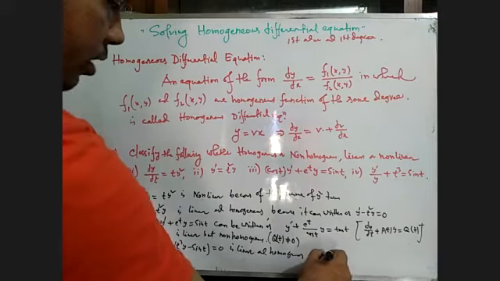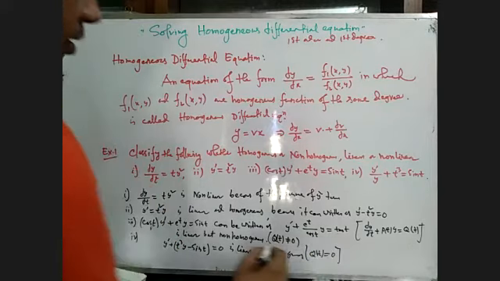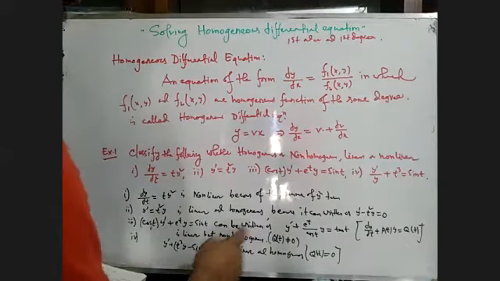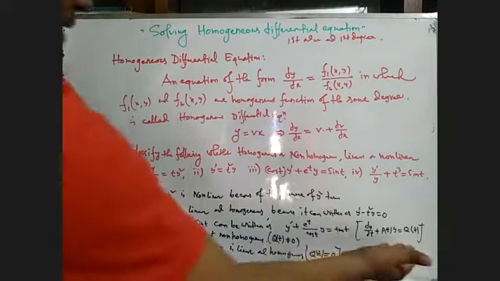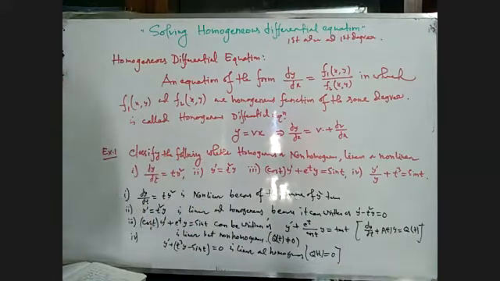If q(t) equals 0, then we consider it homogeneous. If q(t) is not equal to 0, then it becomes non-homogeneous. Remember it. And this is the standard form of a linear differential equation.